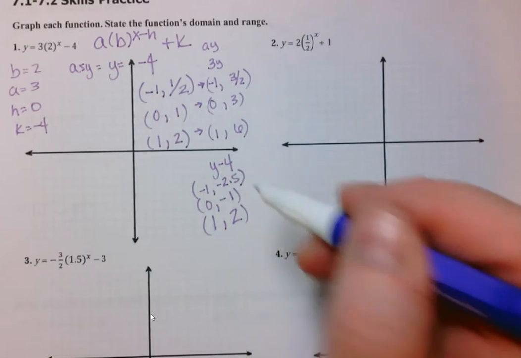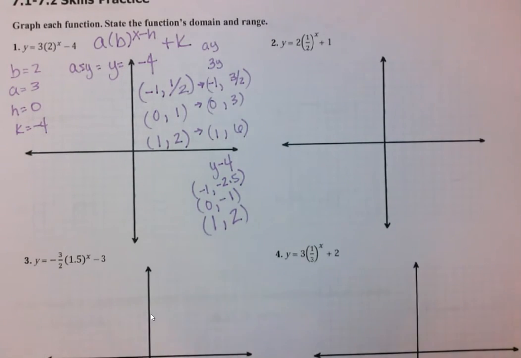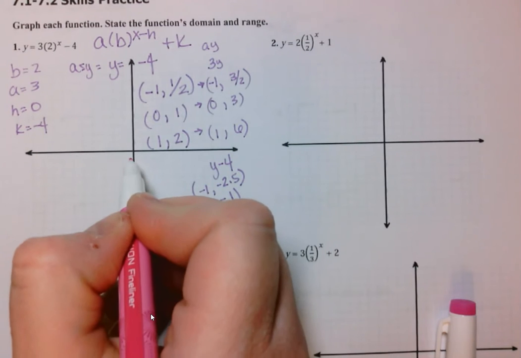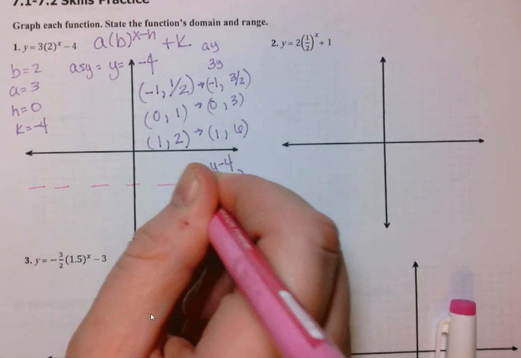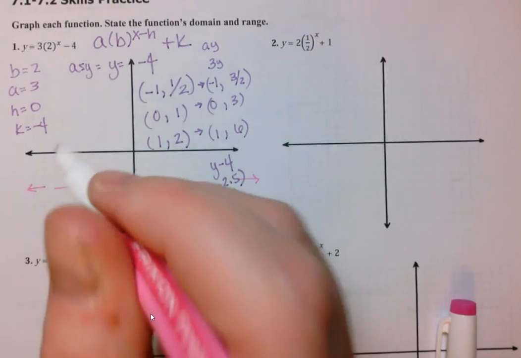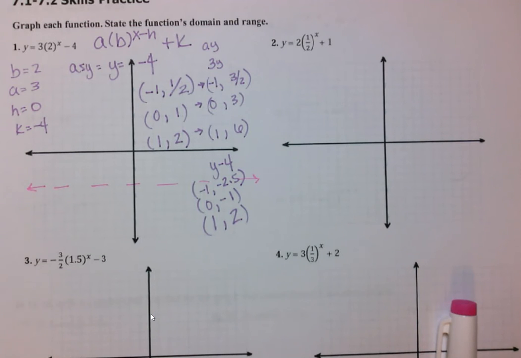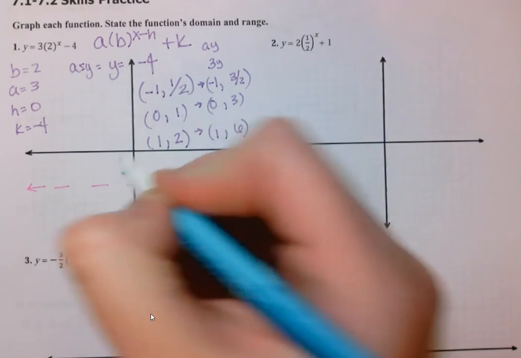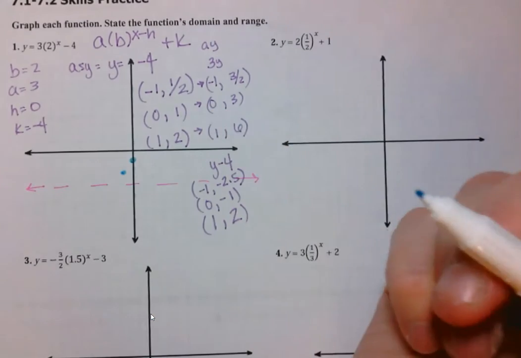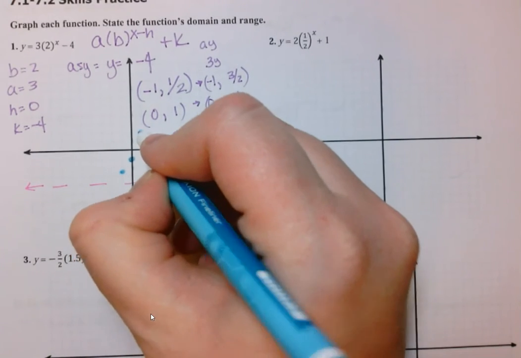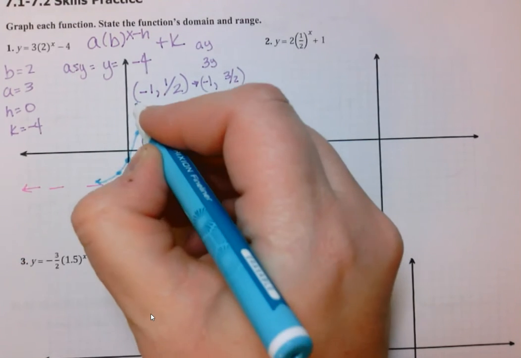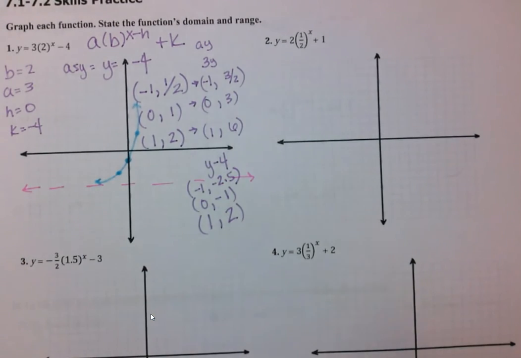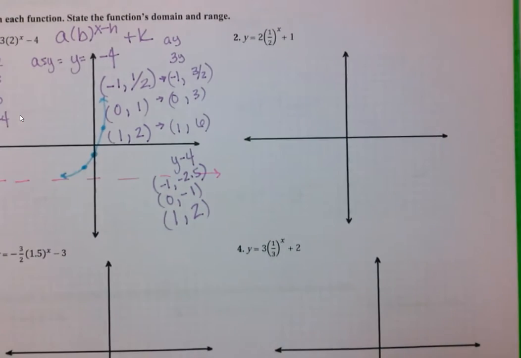So these would be the 3 points I would graph, and then I would have also an asymptote here, 1, 2, 3, 4. So my asymptote would be here. And then graphing these points, which I will do in blue: -1, -2.5, 0, -1, 1, 2, so right here, and so then I would graph those points. And this is a growth because my b value is greater than 1.